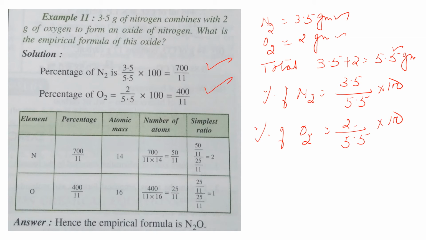Now make the table as usual and find out the simplest ratio. The number of atoms you are getting is 50 by 11 for nitrogen and 25 by 11 for oxygen. As 25 by 11 is the smaller one, I have to divide both by 25 by 11. By dividing, I am getting the value of nitrogen as 2 and the value of oxygen as 1. So my empirical formula is N2O. Is it okay?